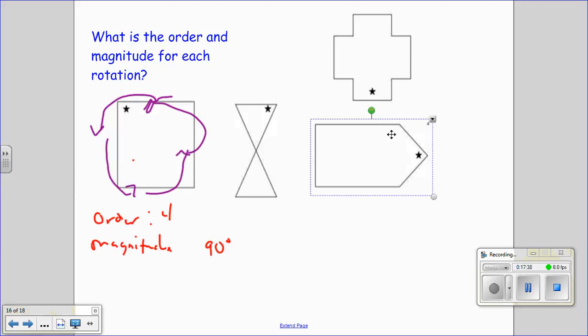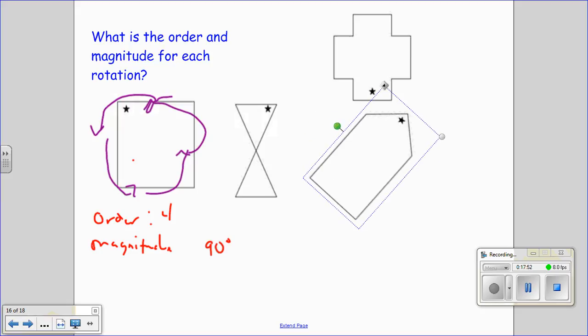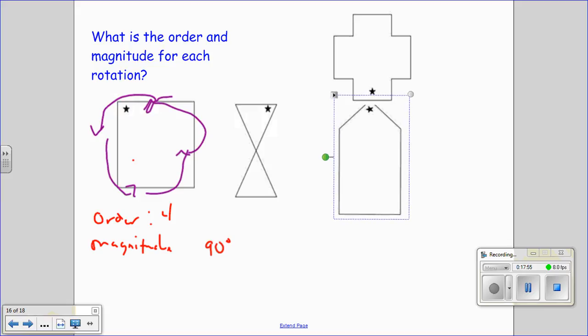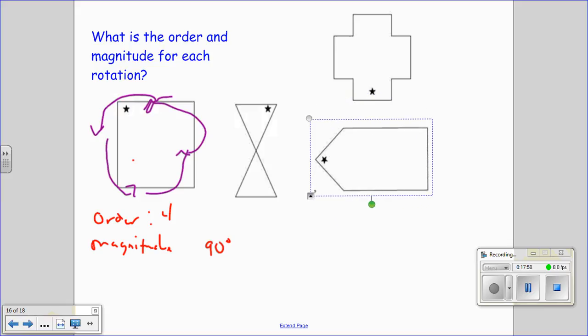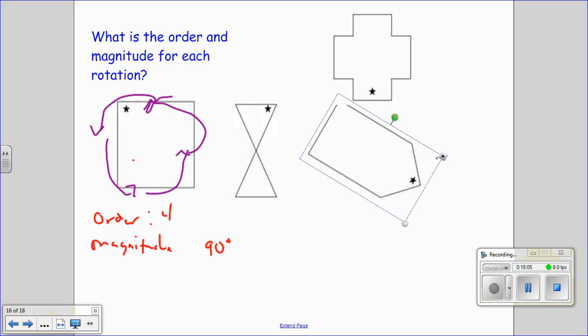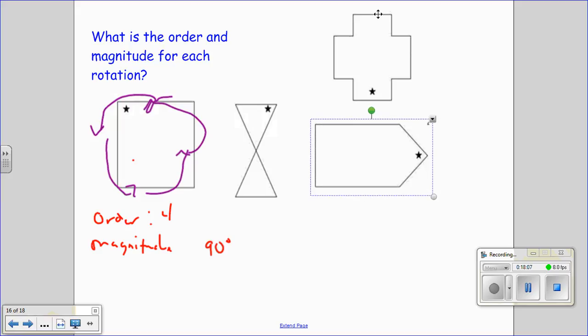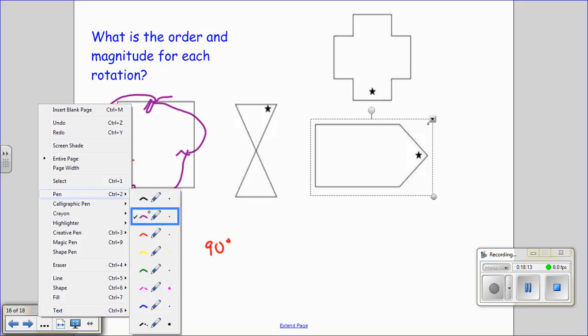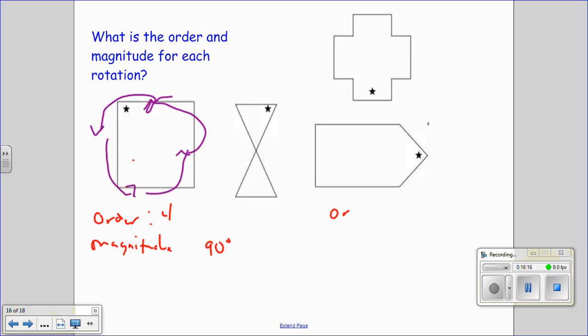Let's take this figure. This is the original location with the star being on the right. How many times can I turn it around before it ends up back at that spot? So here's 90. Nope. Here's 180. Nope. There's 270. Nope. And there's 360. So I had to go full circle before I got a rotation. So the order would be 1, where the magnitude is 360.